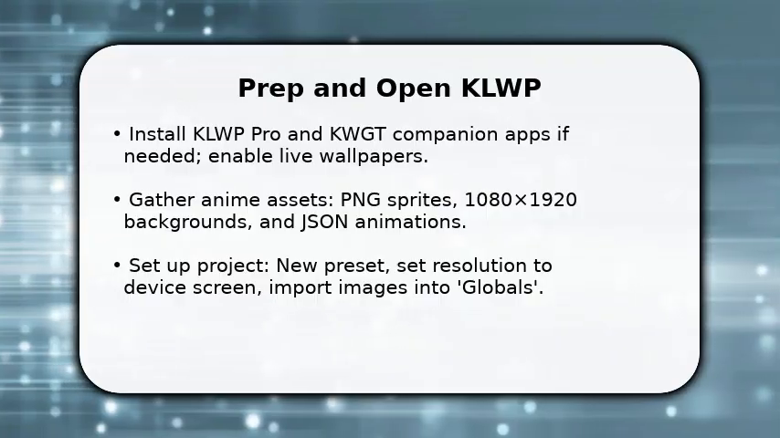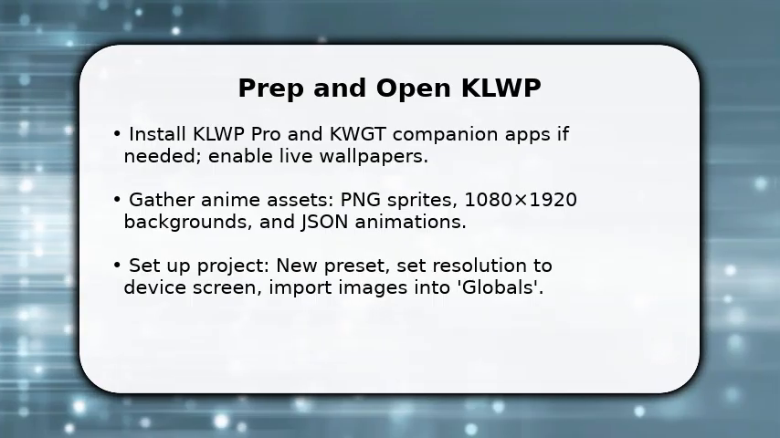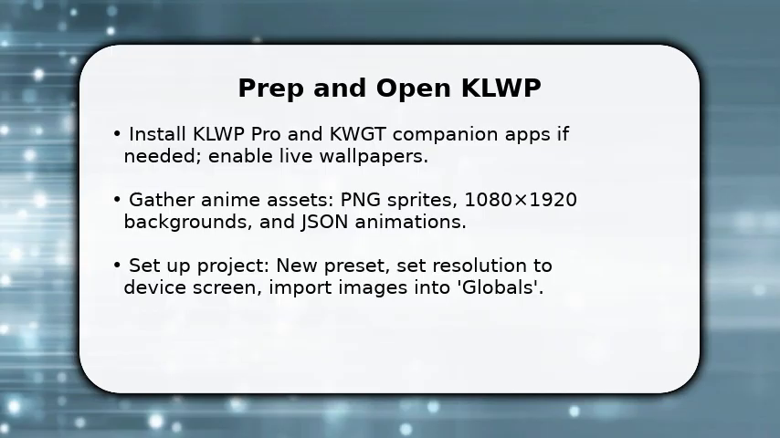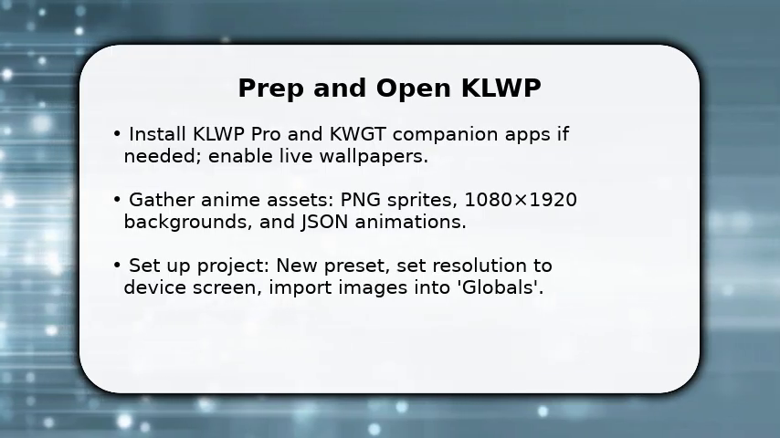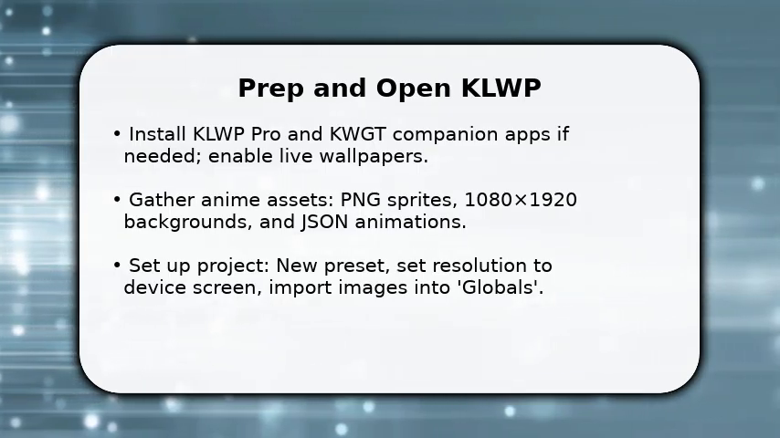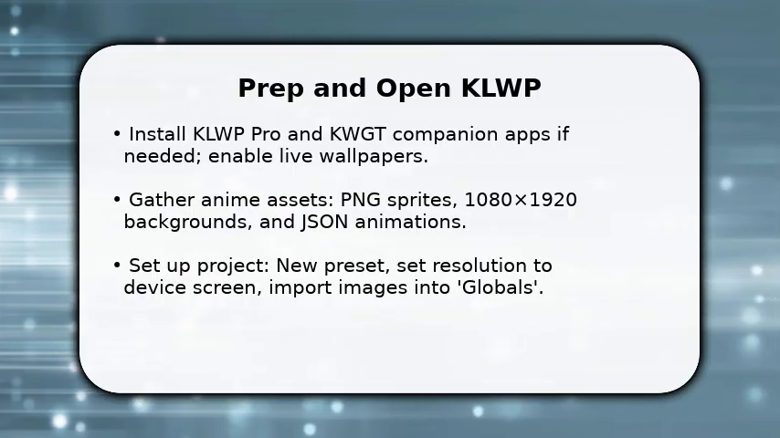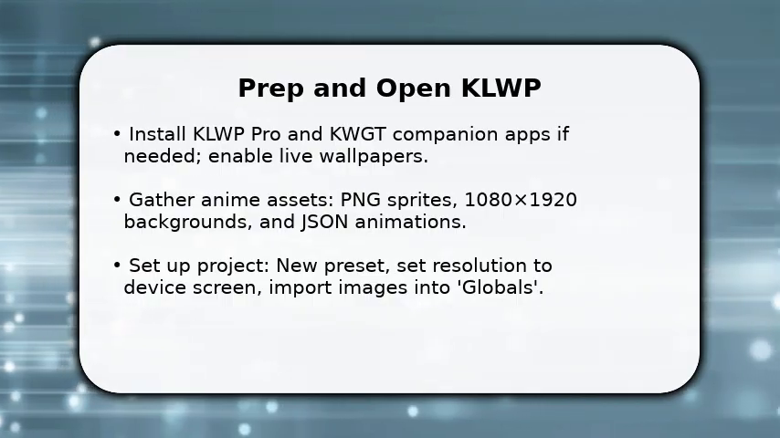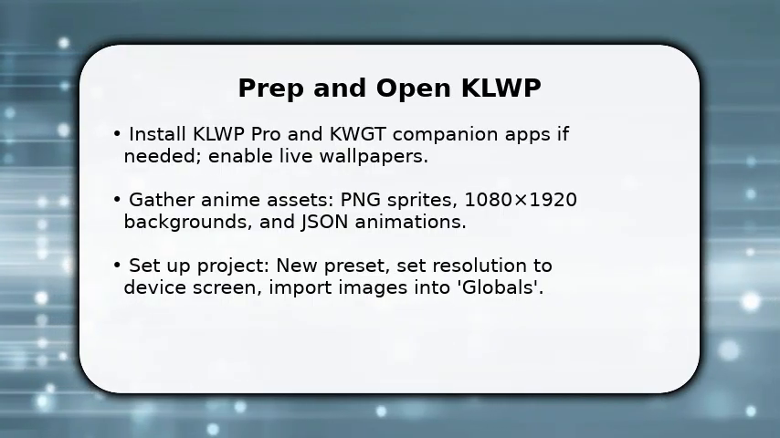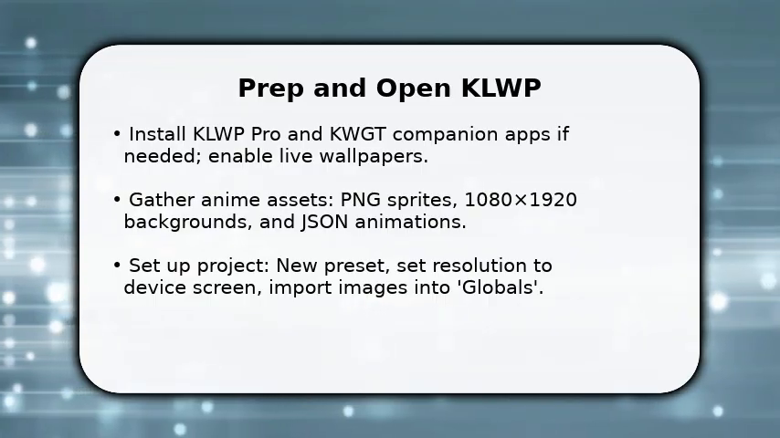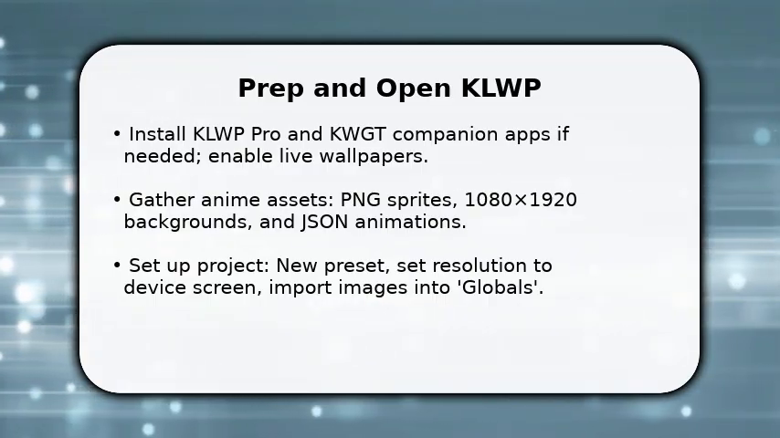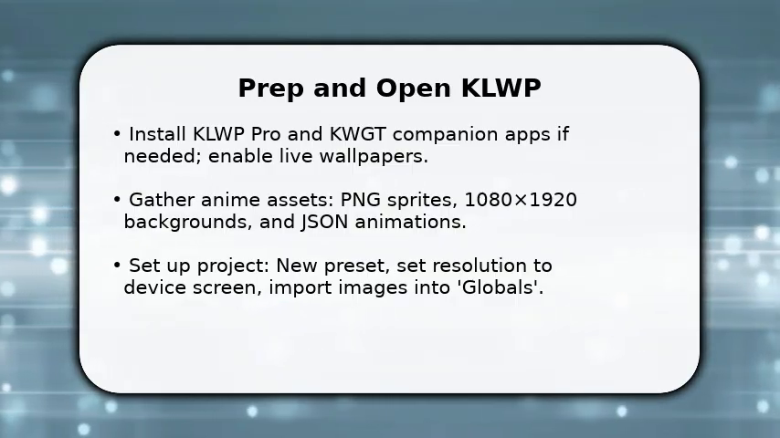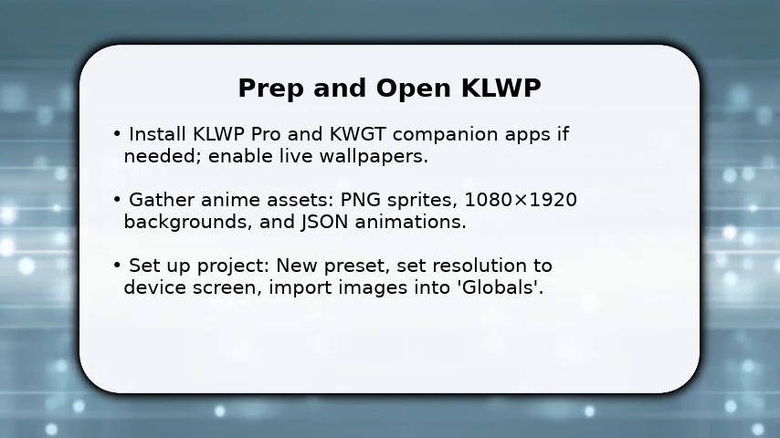You start by preparing assets and the app. Install KLWP Pro, then import your PNGs and background. Once done, create a new preset and set the canvas to your screen resolution so elements scale properly. Make sure to add images to the item list and define globals for colors and sizes. This saves time when you tweak later. You're doing this now to avoid scaling issues and to let animation expressions reference consistent variables across layers.